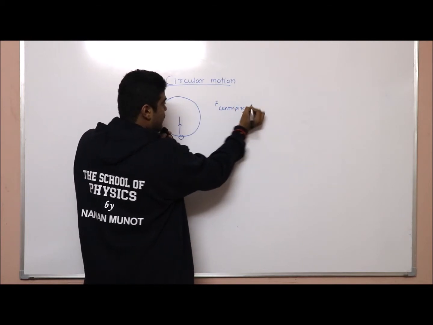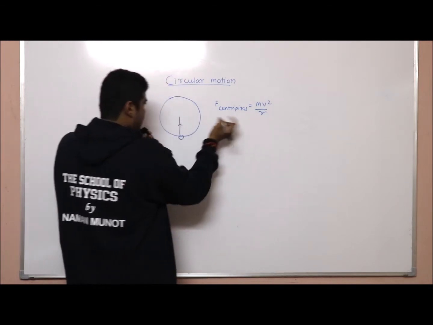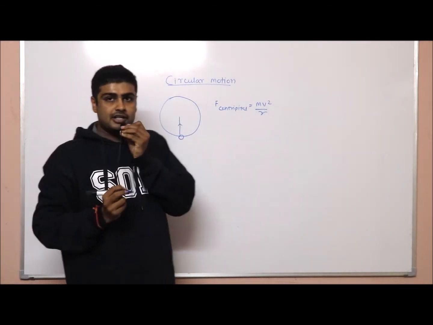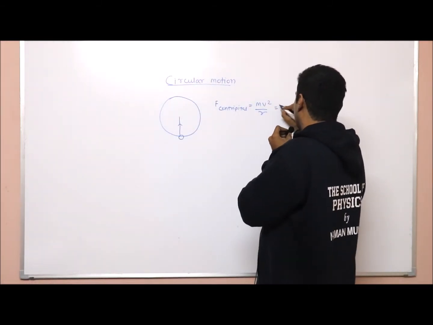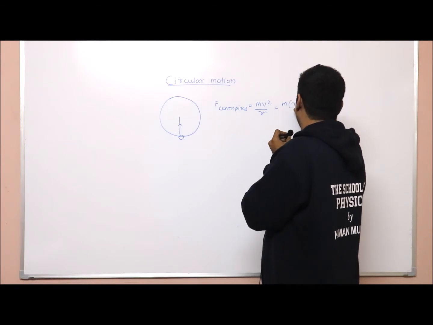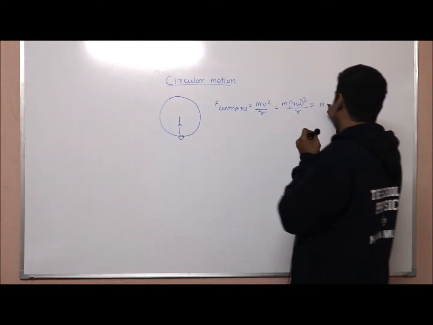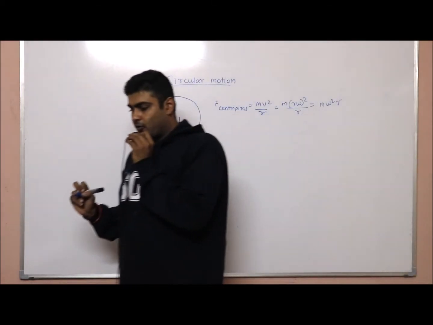which is mv square by r, where r is the radius, v is the tangential velocity, and since we know v is equal to r omega, if we write m r omega square upon r, we get it as m omega square r. So this is the centripetal force.